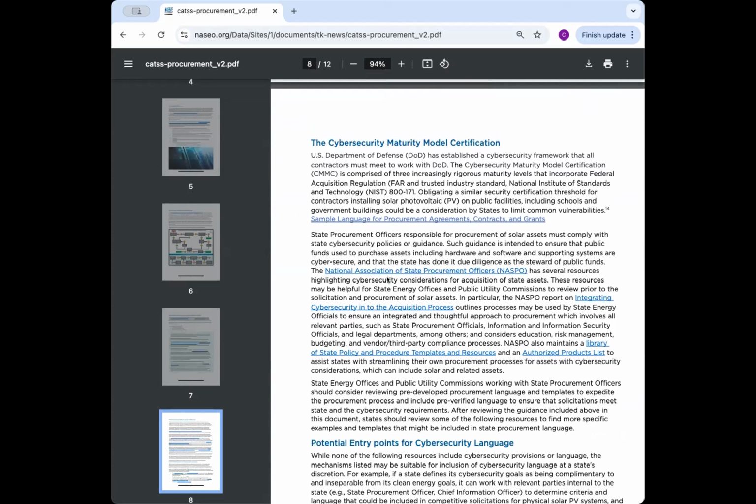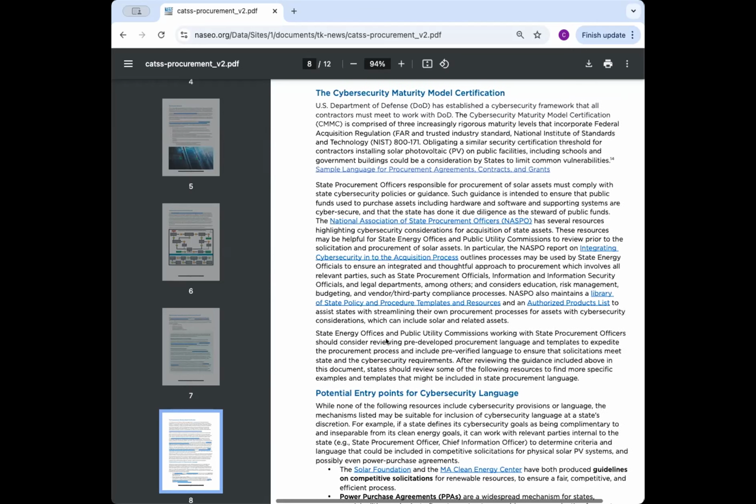Next here is the Cybersecurity Maturity Model Certification. This is based off of a DoD resource, but we included this in here because of a number of federal and state overlap with the Department of Defense, as well as other military entities.